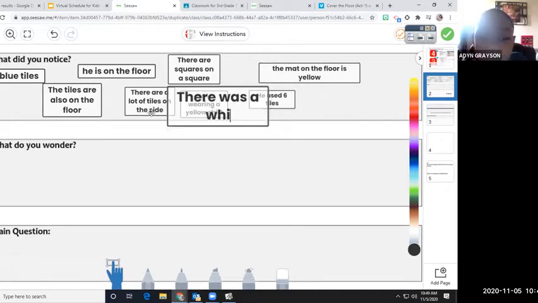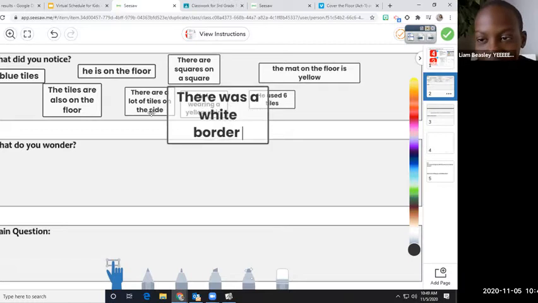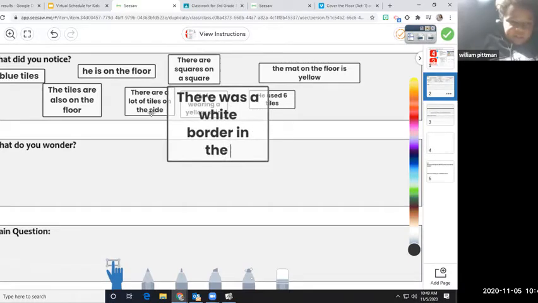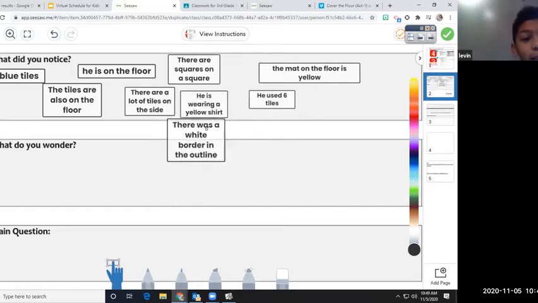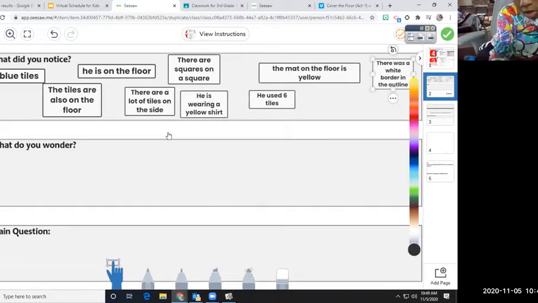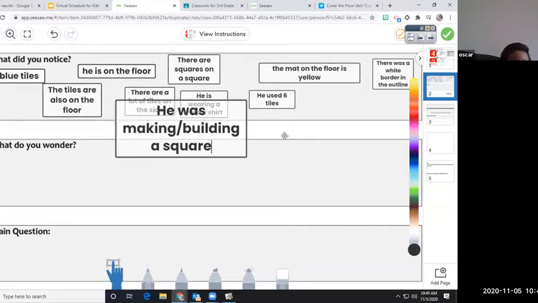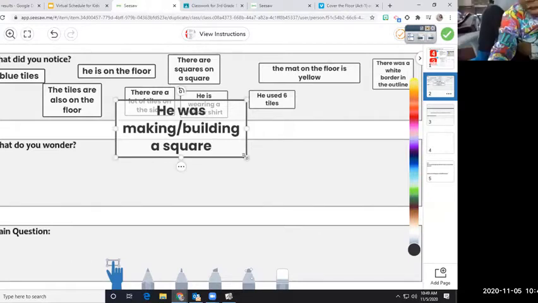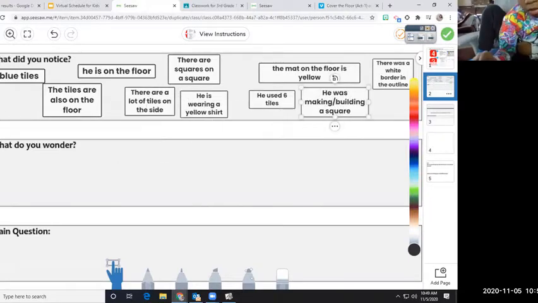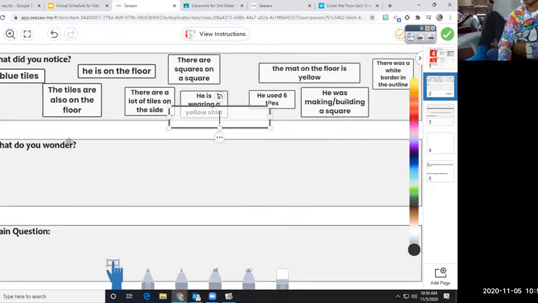There was a white square on the outline. He is lining the squares up with the bigger square. He was making it gray. It was an orange square. He's building like a square. He's wearing a yellow shirt. He's making an array. Okay, we think it could possibly be an array.